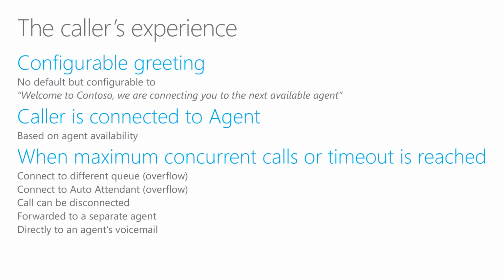So what's the caller's experience? When I call in to a call queue, the first thing I will hear is a greeting, if I've configured that. Something like, hey, welcome to Contoso. We are connecting you to the next available agent. We are then connected to an agent based on agent availability. When the maximum concurrent calls or a timeout is reached, we can connect to a different queue, connect to an auto attendant, we can disconnect the call, forward to a separate agent, or we can just go directly to an agent's voicemail.